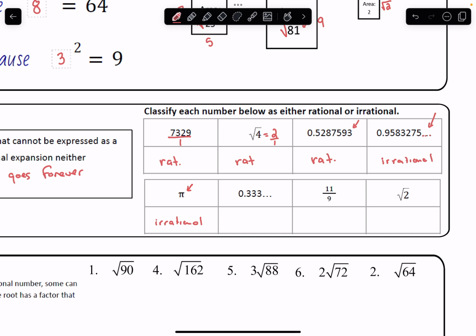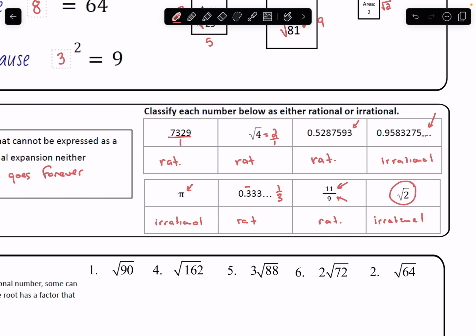0.3333333. Even though the 3's go on forever, it's a 3 that repeats, and this one we can rewrite as 1/3 since that 3 keeps repeating itself. So this one is a rational number. 11 over 9, you have an integer divided by an integer. That's a rational number. Square root 2, not a rational number. That one is irrational.